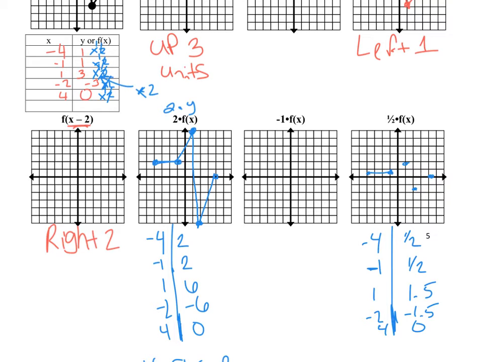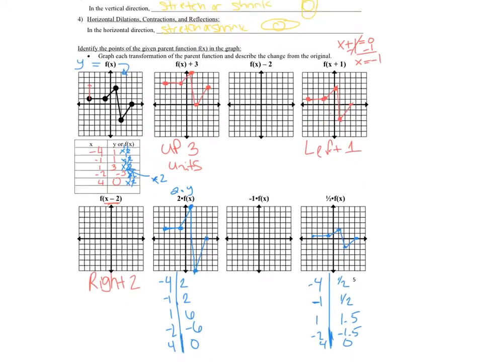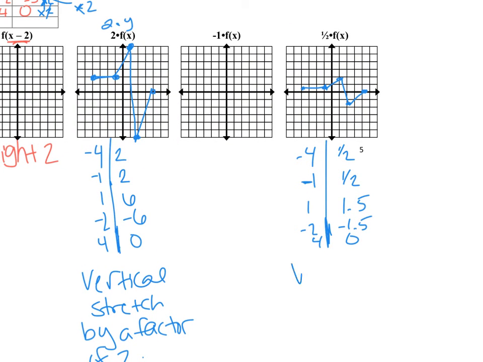And then I'm going to make a graph. Now if you notice, compared to the parent function, this graph kind of got squished like a soda can. If you can picture, this guy here got squished, got stepped on. Okay? So this is called not a vertical stretch, but a vertical shrink.